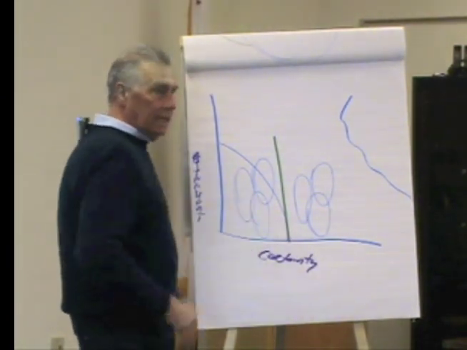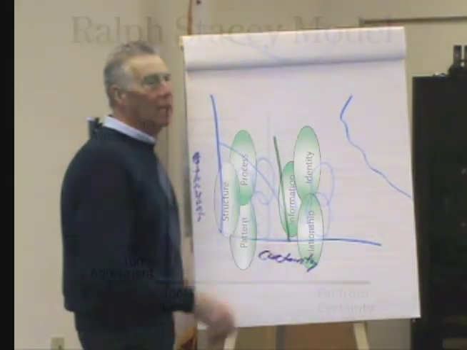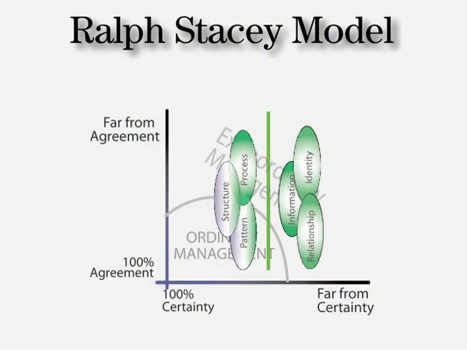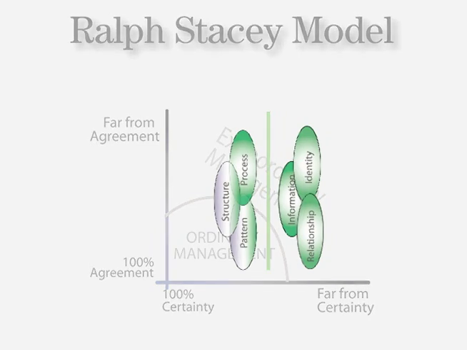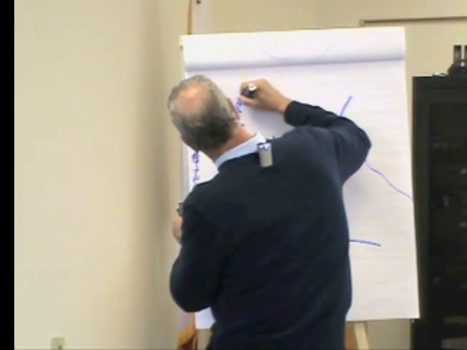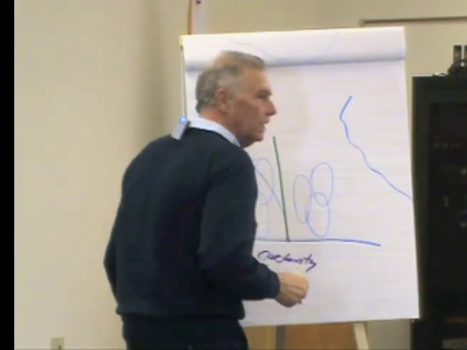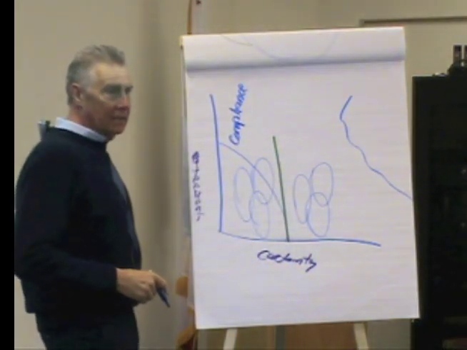What you're going to get here is compliance. You could put that here. You can put compliance here. The best you're going to get is compliance. But in issues there's a lot of agreement and a lot of certainty. That's all you need. Does that make sense?